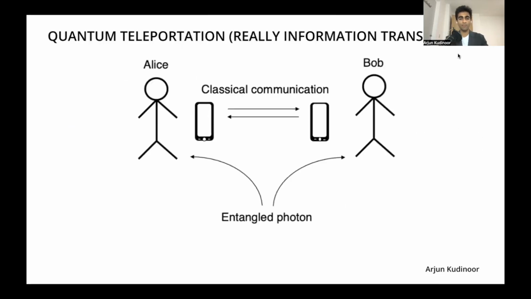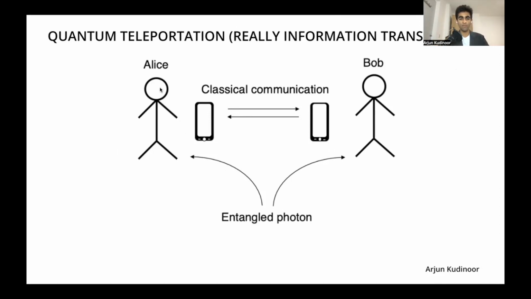So teleportation is really information transfer. We're not going to be taking one particle and cloning it in a different location. We're going to be taking the information that one particle contains and transporting it onto a second particle. Now, like I said, we're not cloning anything. So once we transfer that information, it's lost from the original particle. Let's see how we do this.